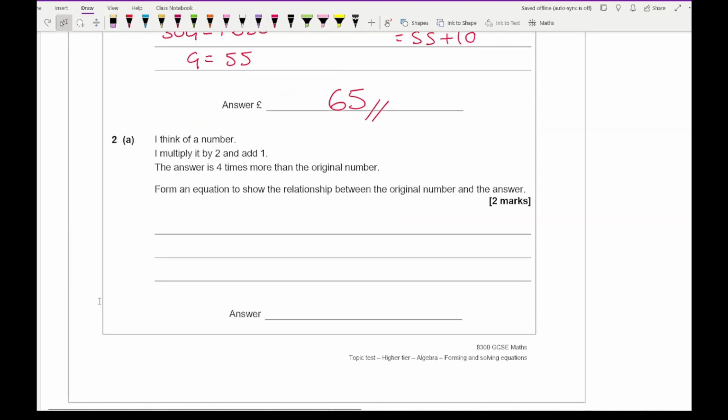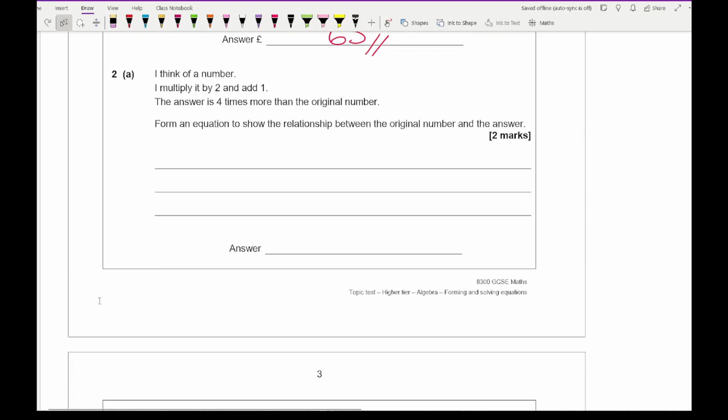Now moving on to question 2a, it says I think of a number, I multiply it by 2, add 1 and the answer is 4 times the original number. Form an equation to show the relationship between the original number and the answer. Well, if I call the original number n, then multiplying it by 2 and adding 1 looks something like this, and the answer is 4 times the original number, which is n, so it's 4n. So then my answer is just that.